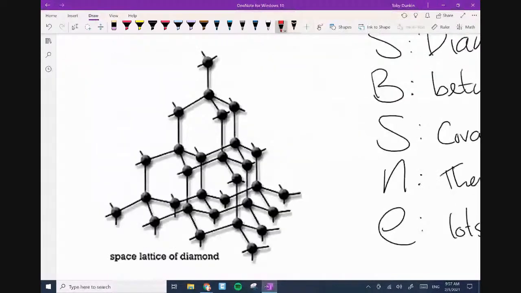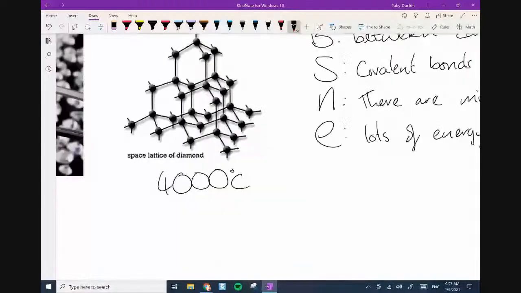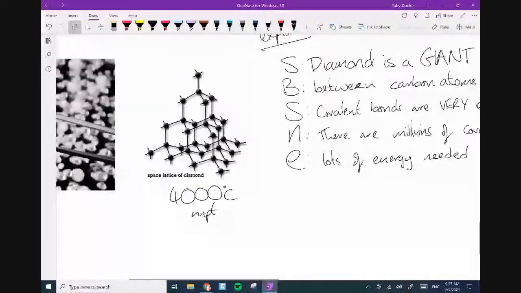You get the point. Like, I've got to break every single one of these covalent bonds, and these covalent bonds are tough. That gives diamond a 4,000 degrees Celsius melting point. Like, seriously? What? That's insane.